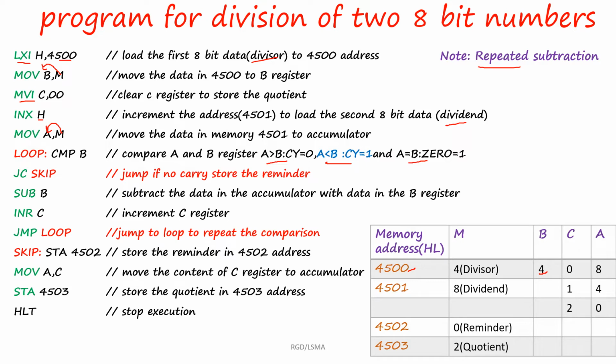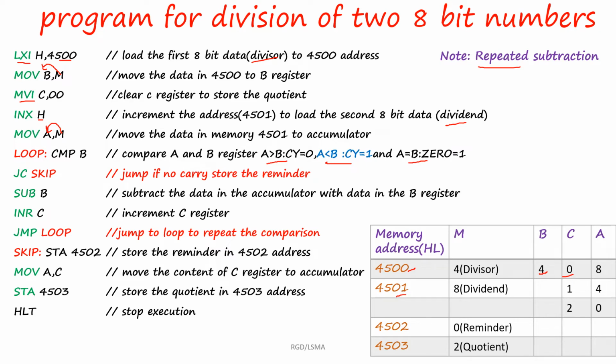Next case, I'm using the C register. I'm going to clear the C register to store my carry value. So I have cleared it with the value of 0. So the C register data is 0. Next, I'm going to increment the HL pair by 1, which means 4501.